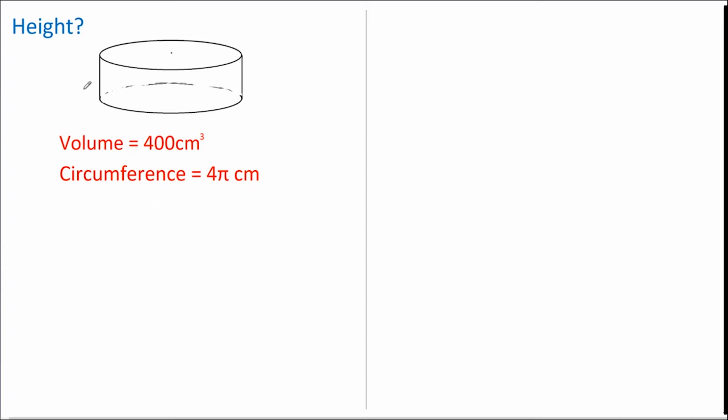Hi, welcome back. Today we're going to find the height of this cylinder, given that the volume is 400 cubic centimetres and the circumference is 4 pi centimetres.